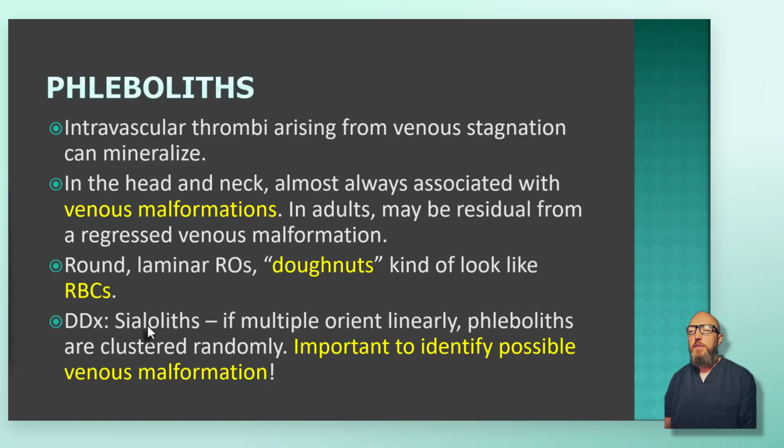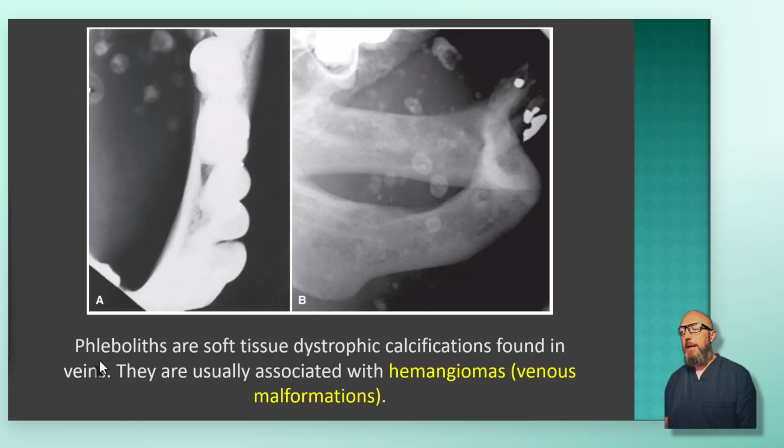Differential diagnosis, if these happen to be in the same location as a Stylohyoid, it might be tough to distinguish, but usually there are multiple of these. And Phleboliths are clustered more randomly. So it is really important to identify these because they need a referral, they need further imaging to identify a possible venous malformation.